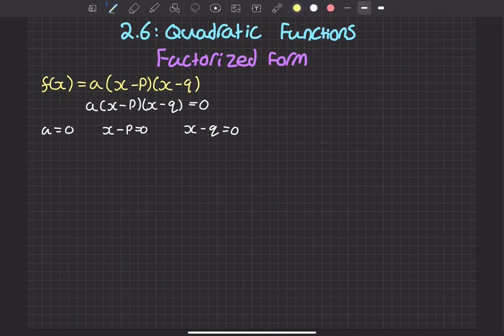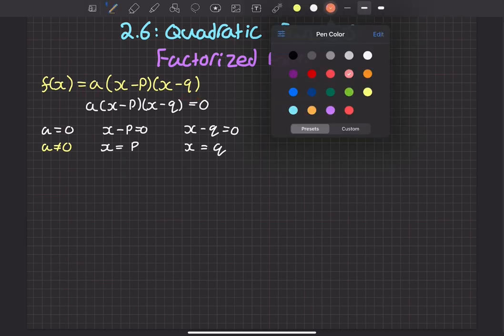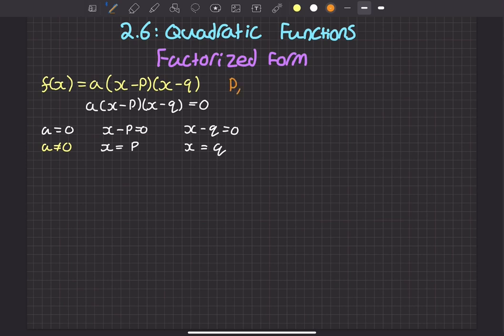However, we know that a is not 0, because in a quadratic function, a cannot be 0. So we'll just ignore the a for now. So here, x is either p or x equals q. Alright, so when y equals 0, x either equals p or x equals q. So when you express your function like this, a(x minus p)(x minus q), your p and your q here are your x-intercepts.